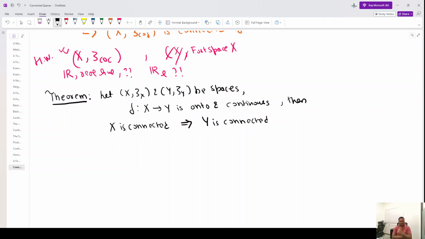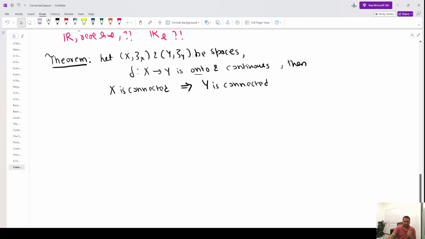But what I'm saying, we don't actually need the continuity of the inverse here. This is also sufficient. Why am I taking onto? Because I want to go on Y somehow. Okay.